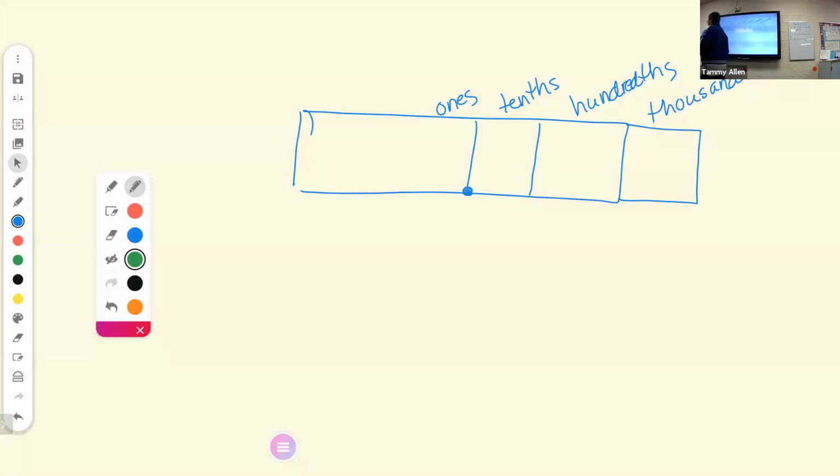I'm going to read the number to you. You're going to put that number on your table, and then we're going to work from there, all right? Does that make sense? So put it on your chart as I read it. 2 and 3 hundred 4 thousandths.